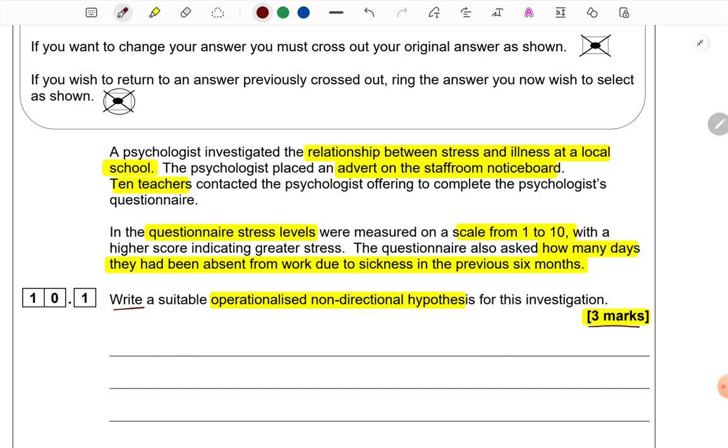Then we should look at the marks. The marks are coming from the question directly. They want us to write an operationalized non-directional hypothesis. Operationalization means that you will have to present the dependent variable in measurable terms.